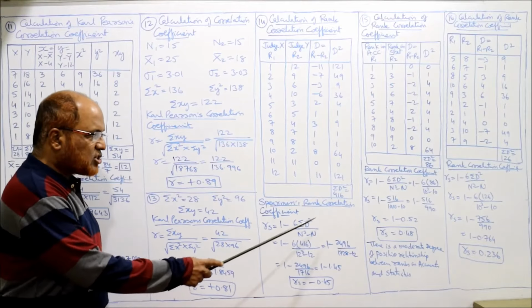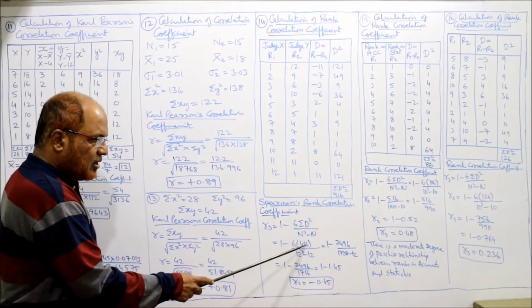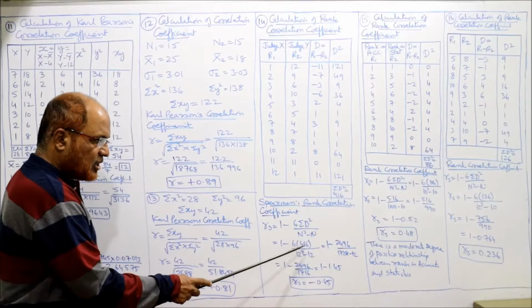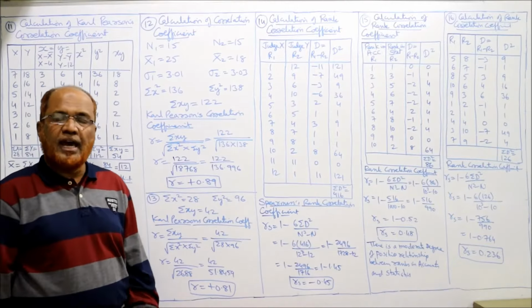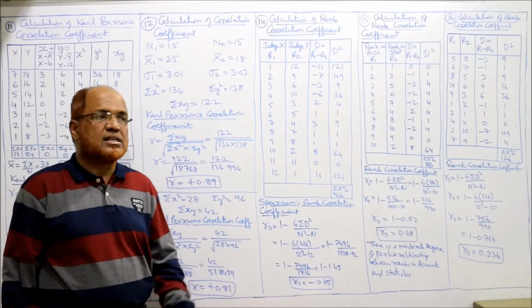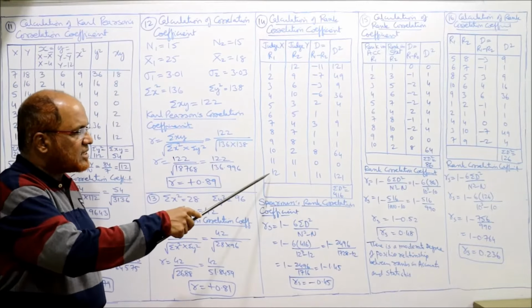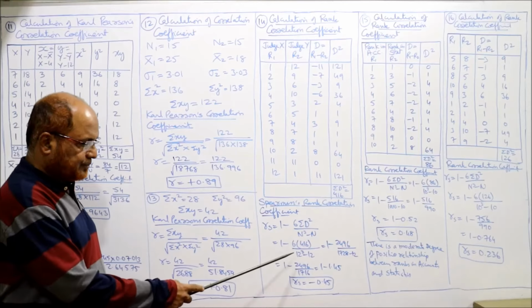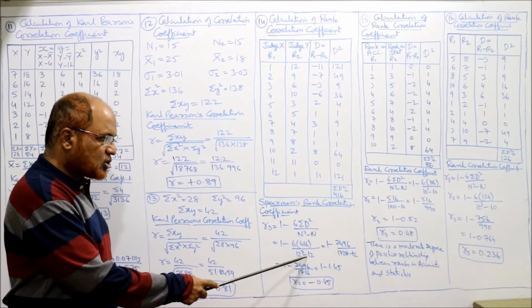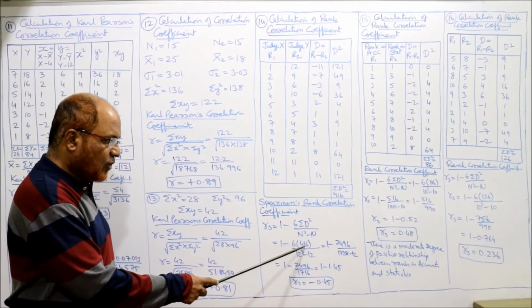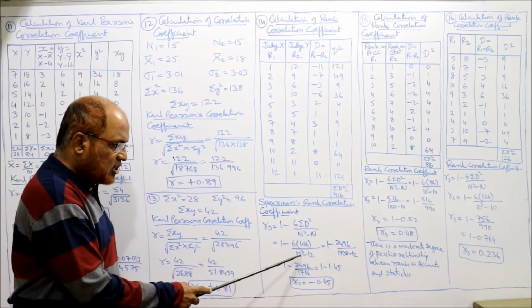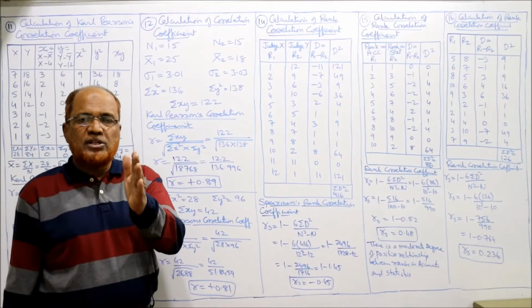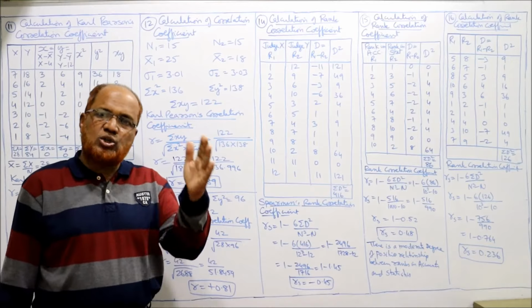1 minus 6 summation D square. How much did you get? 416. So in place of summation D square, 416, divided by N cube. N means number of contestants. In our problem, totally how many contestants are there? 12. So 12 cube minus 12. So 1 minus 6 into 416, 2496, divided by 12 cube. 12 cube means 12 into 12 into 12.